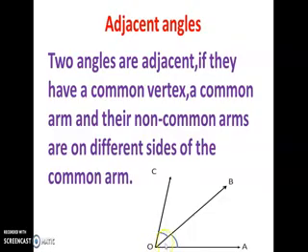Moreover, when two angles are adjacent, then their sum is always equal to the angle formed by the two non-common arms. So we can write angle AOC is equal to angle BOC plus angle AOB.